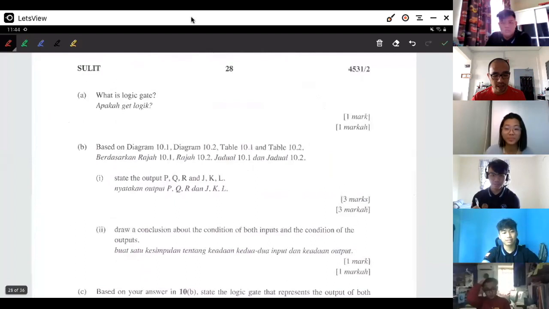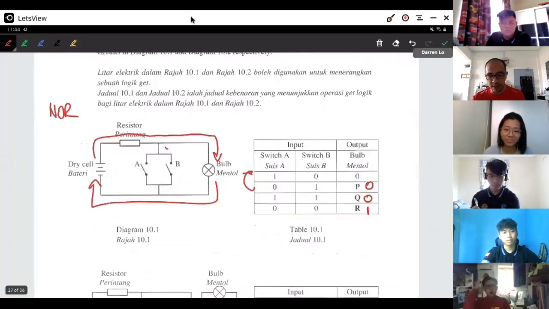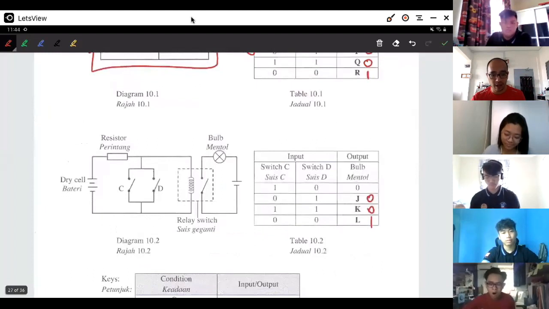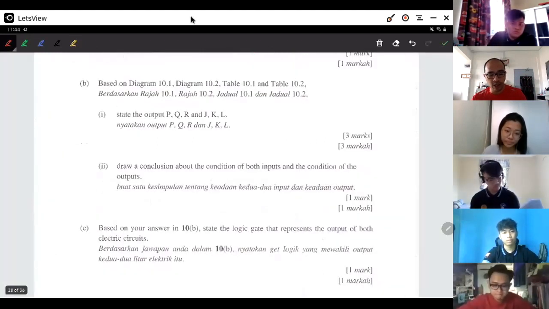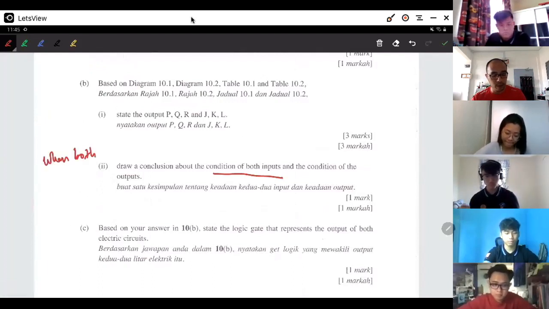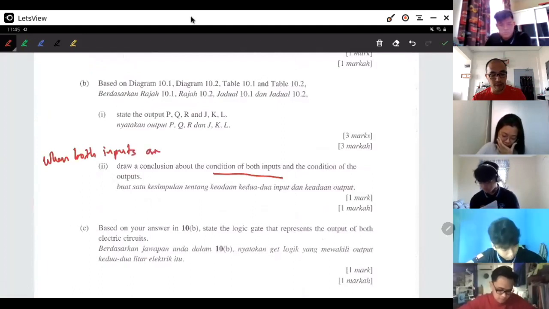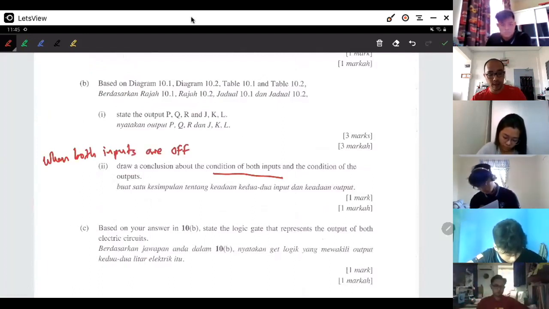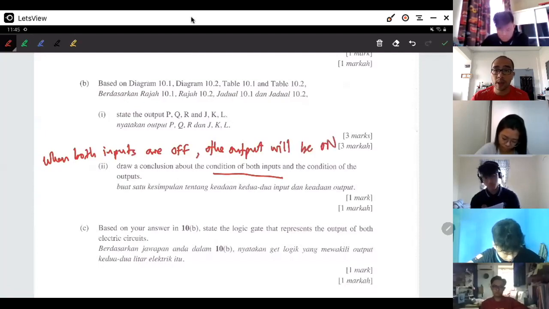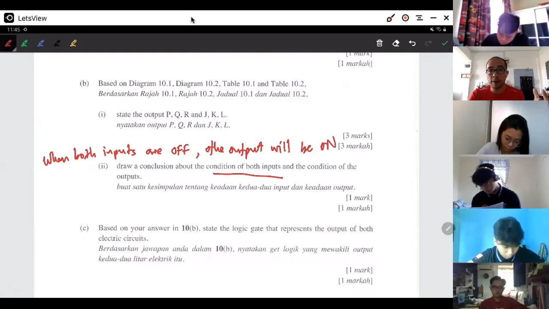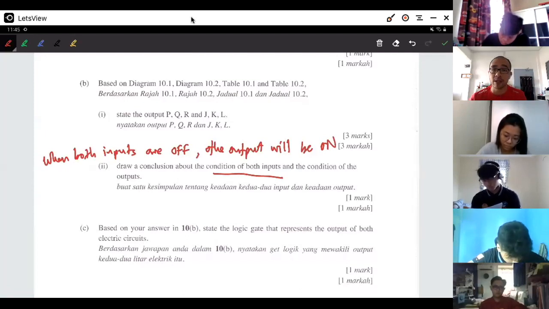So anyway, what is the logic gate is already done. State the output. It'll be 0, 0, 1 and 0, 0, 1 for both. So the answer is: when both inputs are off, the output will be on. 1 mark only. When both inputs are off, then the output will be on. This is a very special kind of compare question. We rarely see compare questions like this, but it's good for us to revise on this.